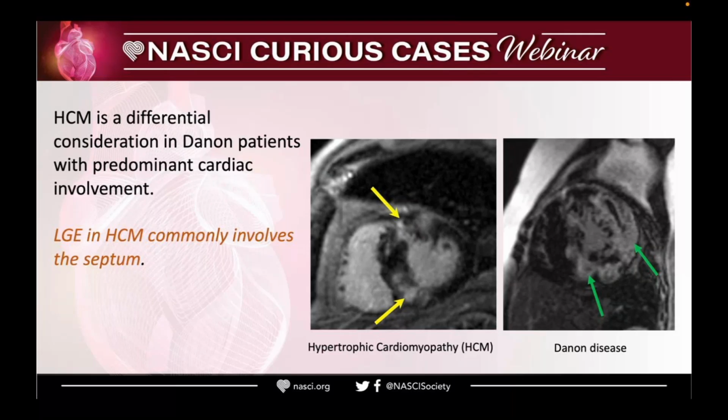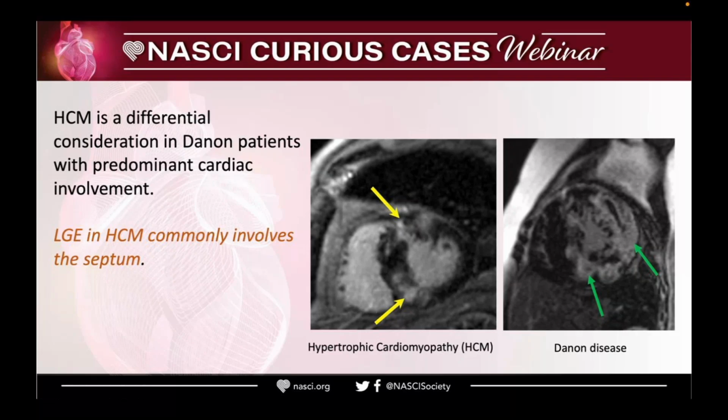So hypertrophic cardiomyopathy is an important differential possibility, but in LGE, usually with HCM, they affect the RV insertion sites along the septal wall. Danon disease is the opposite, involving the septal wall really less when compared to the rest of the LV myocardium. So this is a differentiating point, but still some cases may be challenging.